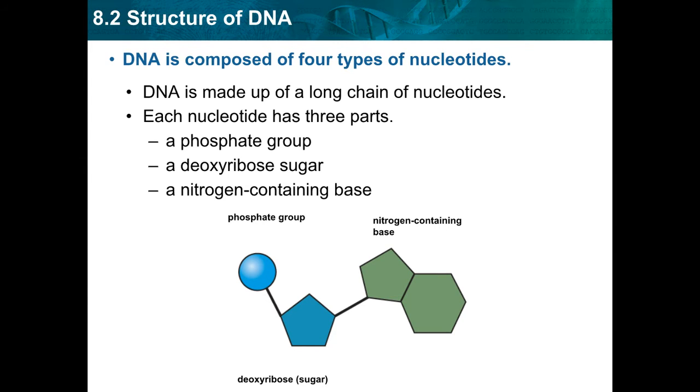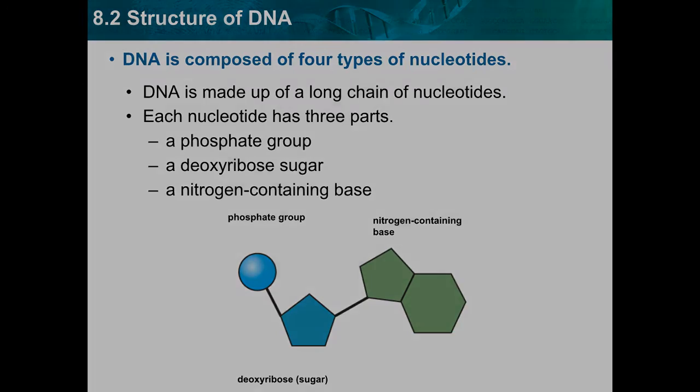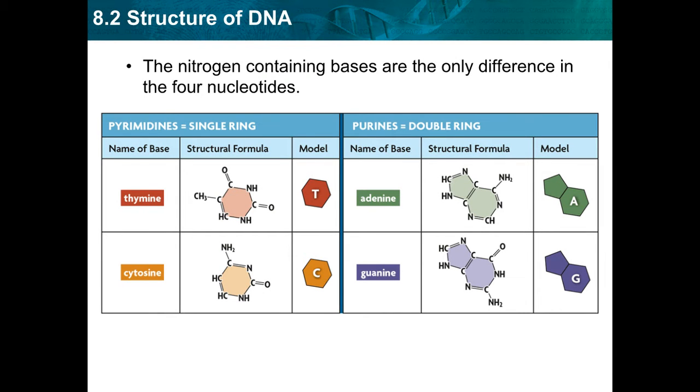And each nucleotide has three parts as shown below. There is the phosphate group, the deoxyribose or the sugar, and then finally one of four nitrogen-containing bases. These nitrogen-containing bases are the only difference in all four of the nucleotide types. So basically, the nitrogen bases can be either pyrimidines, which means single ring, or purines, which means double ring. The pyrimidines include thymine, T, and cytosine, C, and then the purines are adenine, A, and guanine, G.